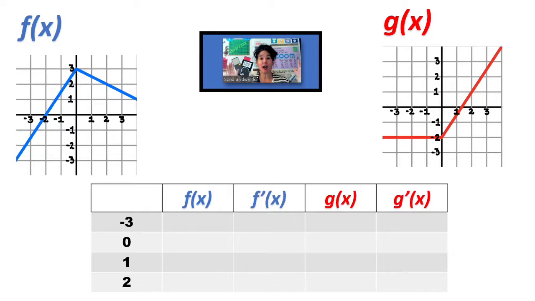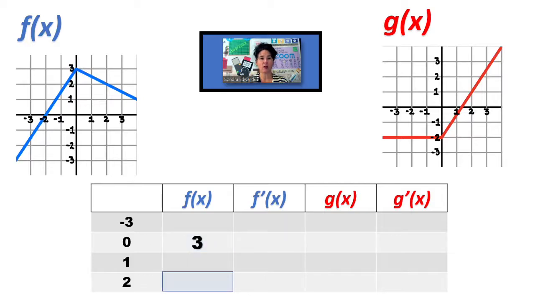Here we have a couple of graphs. We have the graph of f of x and the graph of g of x. We want to fill in this table with the answers to the functions and their derivatives at some x values. So let's start with a couple of easy ones. If I want to evaluate the function f at 0, I go to 0 on the x-axis on the f function, and when I go up and hit the curve, the height is 3. So when I plug 0 into the f function, I get out 3.